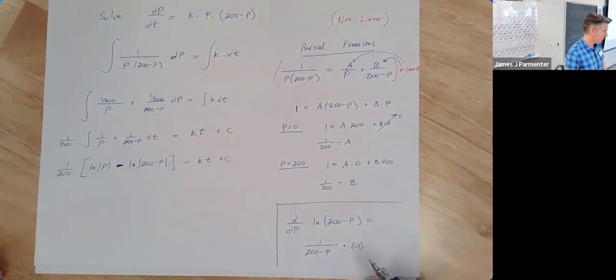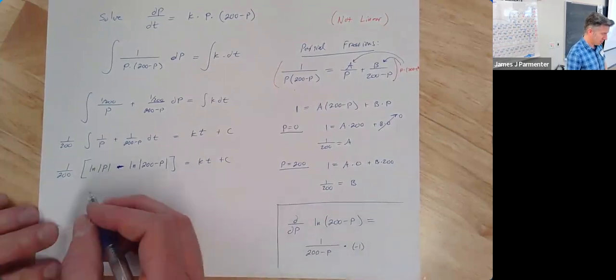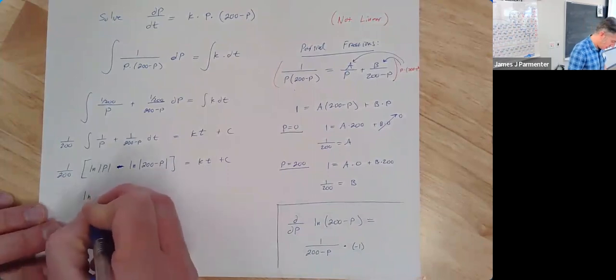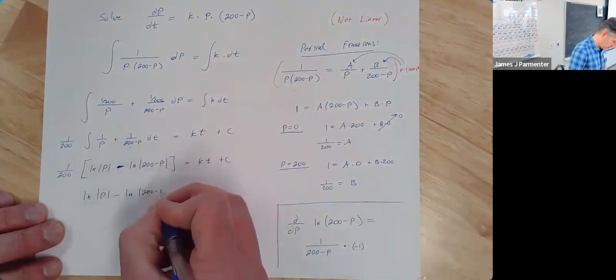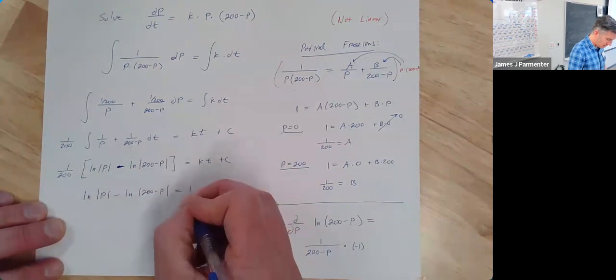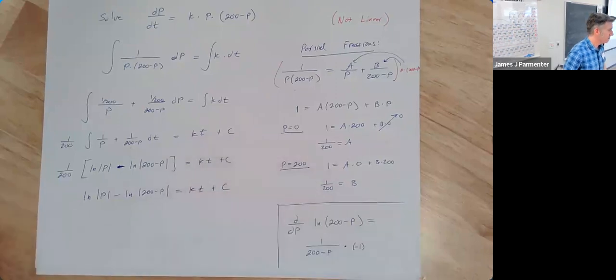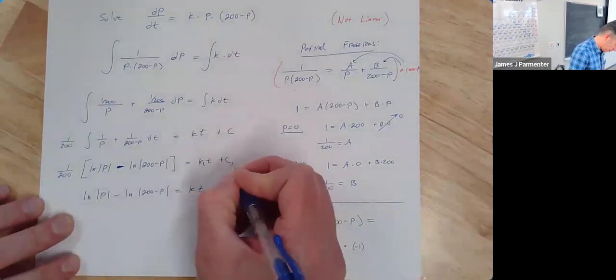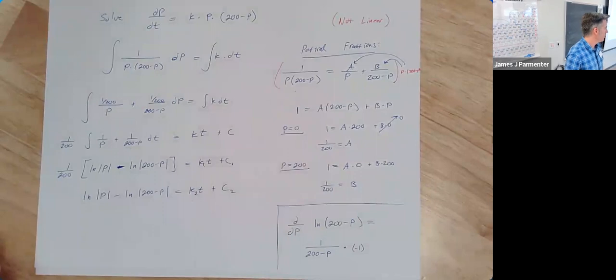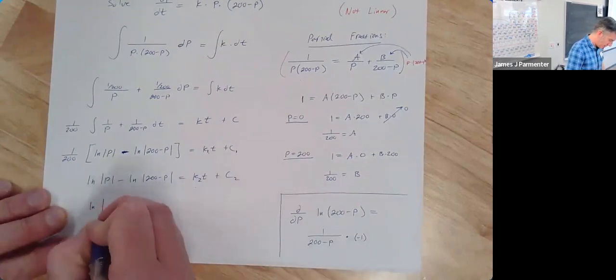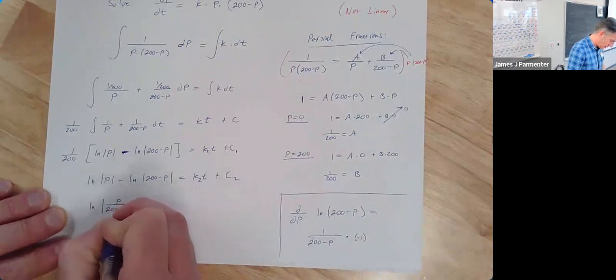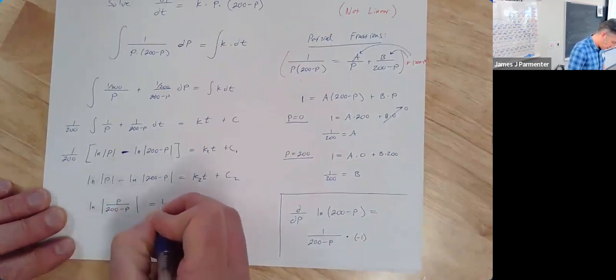I would multiply both sides by 200. Now check this out. I'm multiplying both sides by 200 and get the natural log of the absolute value of P minus the natural log of the absolute value of 200 minus P equals a new constant times T plus a new constant, where that constant is 200 times the old constant. Again, if you like, I can throw in some subscripts there just to make sure you see that they're different. And then we're going to combine the left-hand side as the natural log of the absolute value of P over 200 minus P, using the rules of logarithms.